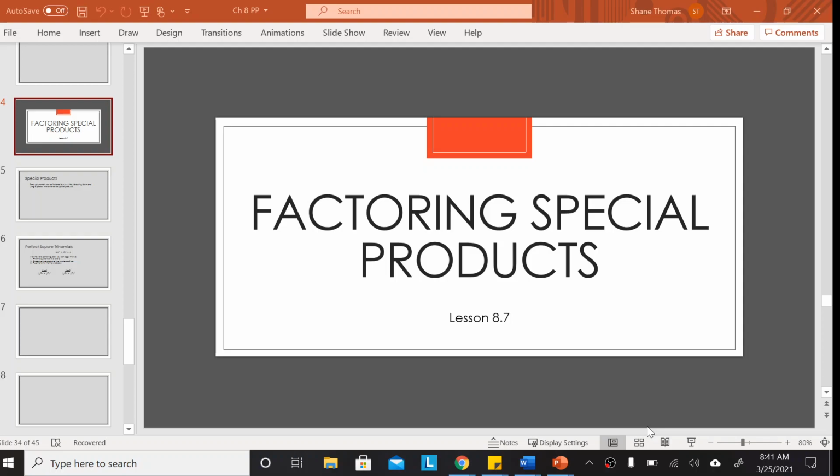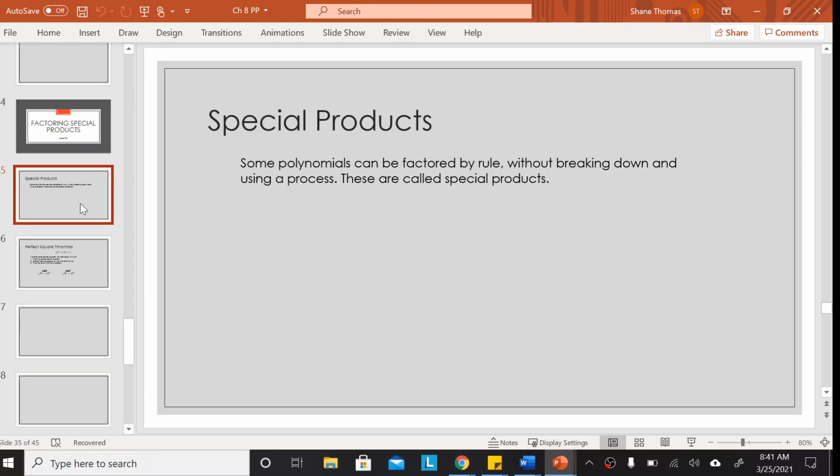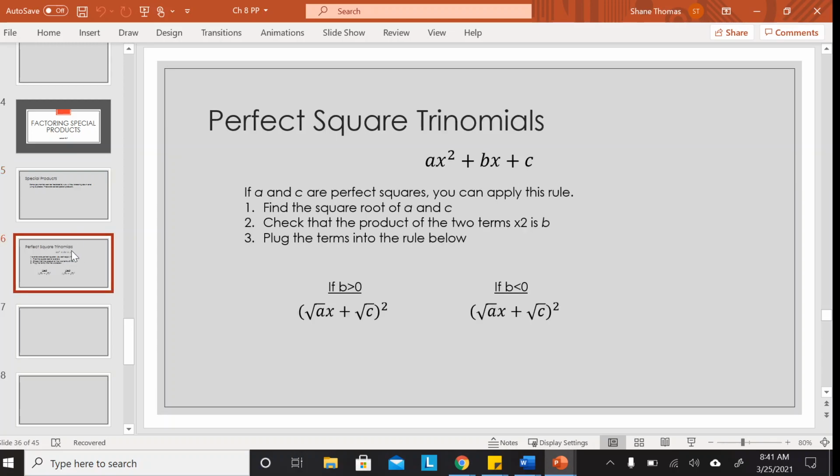Factoring special products. So we have two types of things that we would consider special products when it comes to factoring. You don't have to write this, but some polynomials can be factored by rule without breaking down and without using a process, and these guys are called your special products. All of those steps that we did on the other problems are kind of rendered irrelevant in these special types.